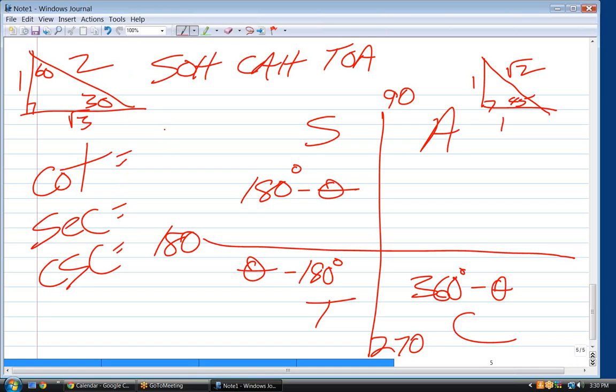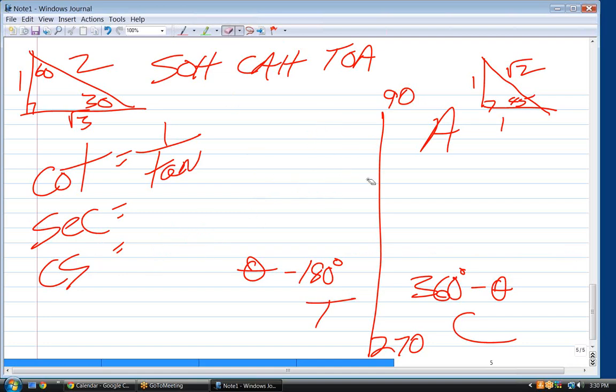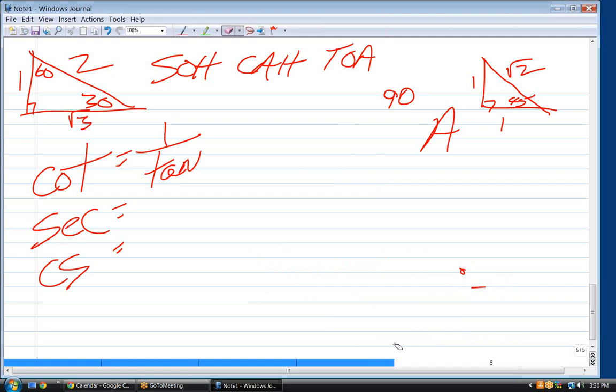Cotan would be the opposite, or adjacent over opposite. Just what's the reciprocal? Yeah, so it's tangent. Adjacent. That's what I was looking for. Cotan is 1 over tan. Oh, okay. Which means that tan is 1 over cotan.